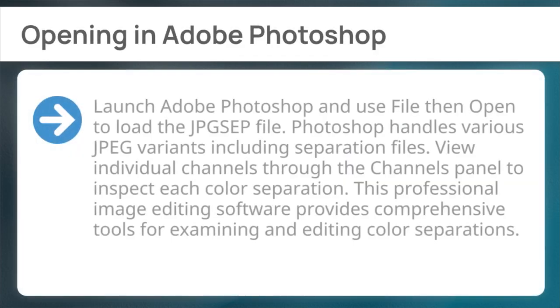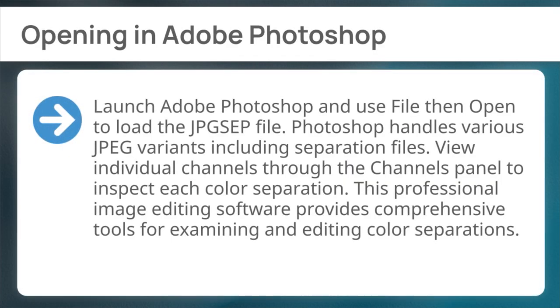First, opening in Adobe Photoshop. Launch Adobe Photoshop and use File then Open to load the JPGSEP file. Photoshop handles various JPEG variants including separation files. View individual channels through the Channels panel to inspect each color separation. This professional image editing software provides comprehensive tools for examining and editing color separations.